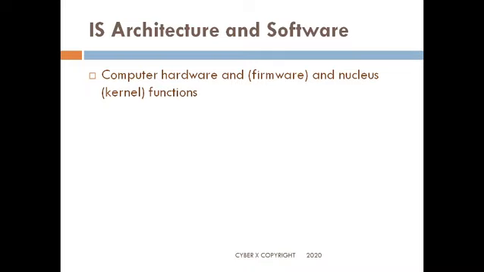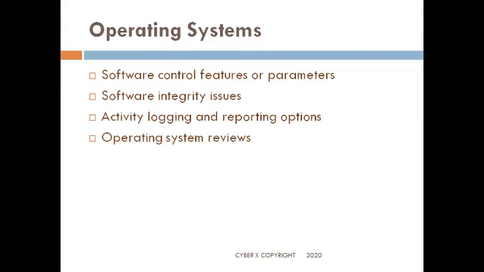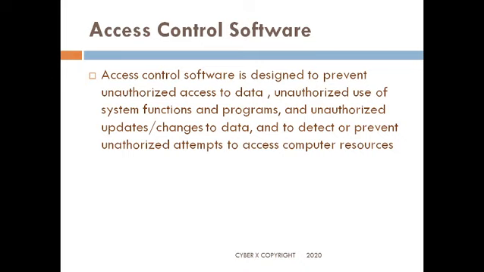So basically there are a couple of things here to understand. We have the computer hardware and the firmware, and we have the OS or the nucleus of the kernel functions. Now operating systems would have various control features or parameters. So proper integrity issues should be checked. Activities should get logged and reporting options should be available. And operating systems should be in a reviewable mode.